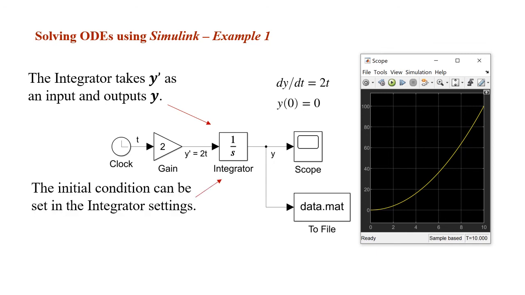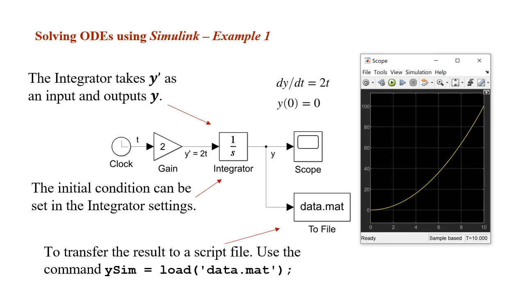We've mentioned the initial conditions. For this given problem, the initial condition is y(0) equal to 0. By default, the integrator will have the initial condition set to 0, but if you want to alter that, you can simply double-click the integrator block and then adjust the settings of the initial condition from there.